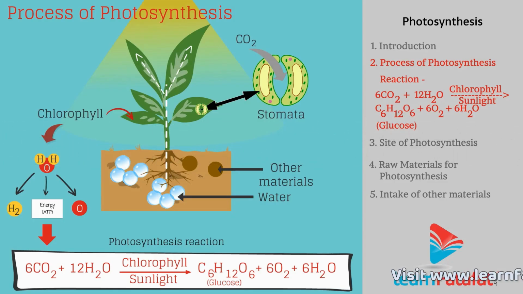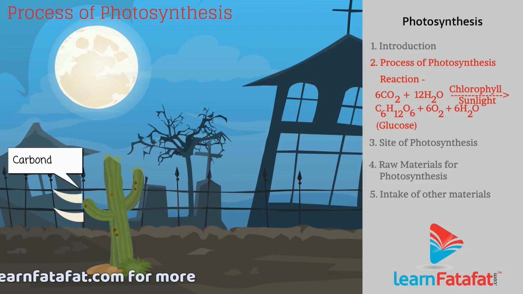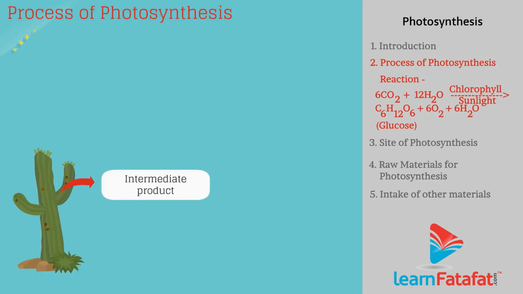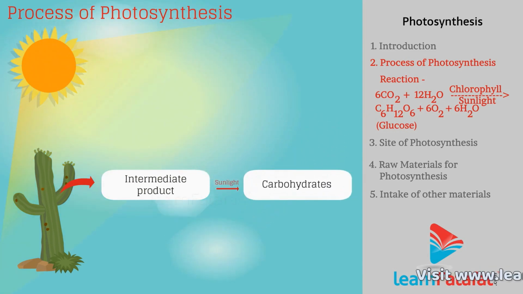It is not necessary that all these steps takes place at the same time. For example, in desert, plants absorb carbon dioxide during night and prepares an intermediate product. During day, when sunlight is available, this product is converted to carbohydrates.